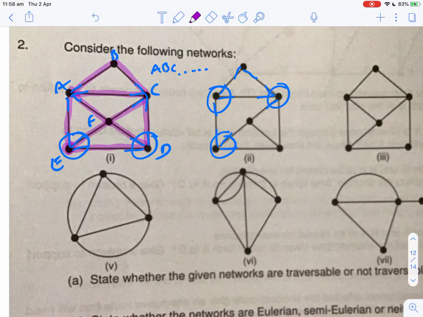Is it Hamiltonian? Well, to be Hamiltonian is fairly easy to achieve. I just need to visit every vertex once without repeat. So let's have a look. Starting here, I can pretty much make my way around and back to the beginning. So yes, it would be Hamiltonian.